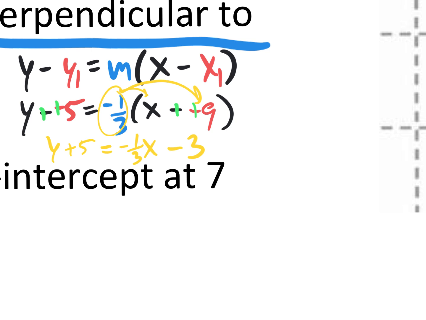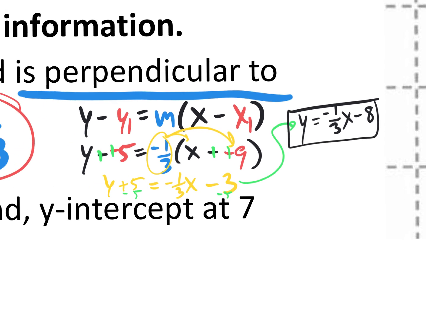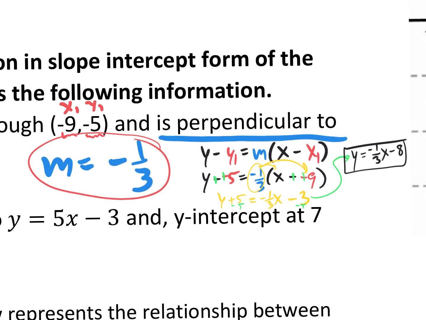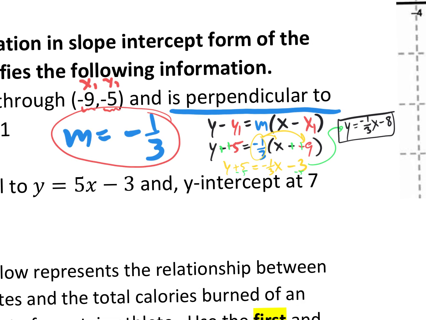So you would have to subtract 5 and then subtract 5. And your final answer will be y equals negative 1/3 x minus 8. Okay. So if they ask for it in slope-intercept form, that would be your answer, y equals negative 1/3 x minus 8. If they ask for it in point-slope form, you could technically leave it like this, y plus 5 equals negative 1/3 parentheses x plus 9.